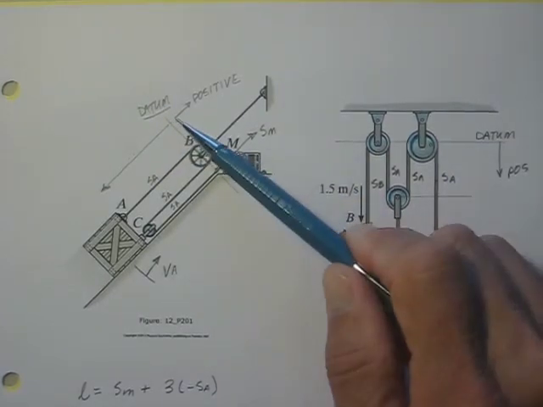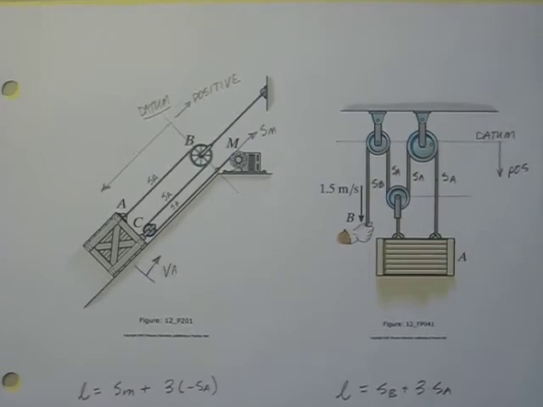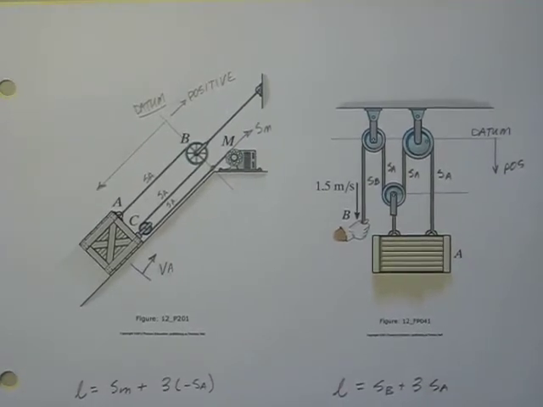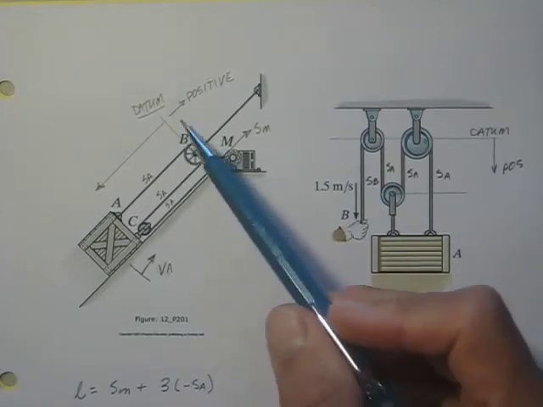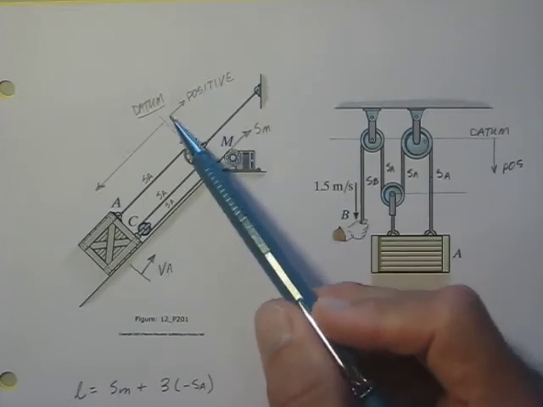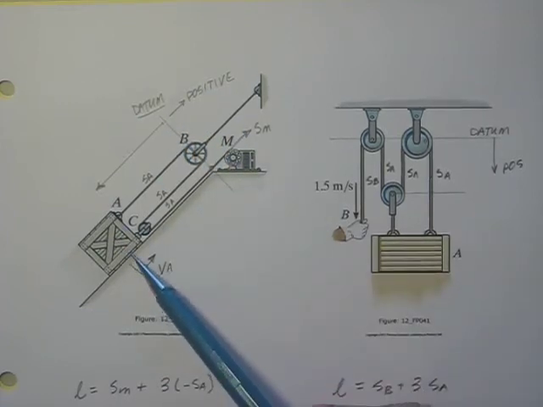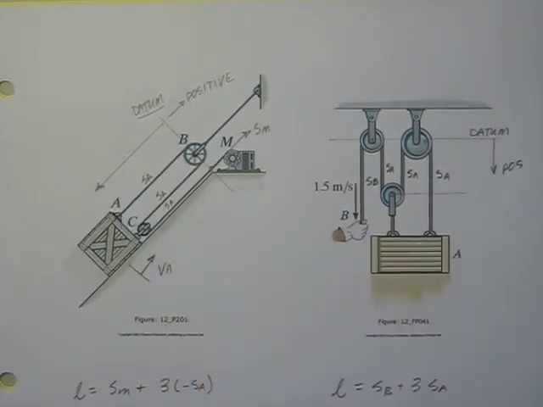Let's define a positive direction. Let's just say that it's that way. The positive direction is arbitrary, but it's important to know which direction we define as positive. From our datum then, if that's positive, then the position of A is going to be negative. It's going to be in that direction.